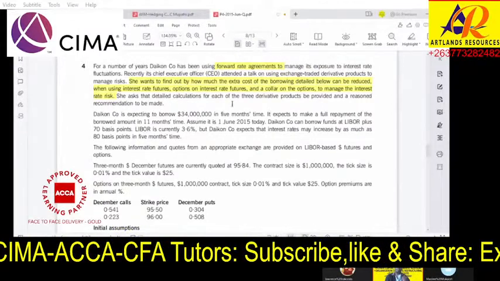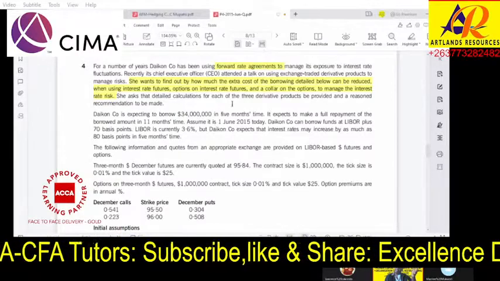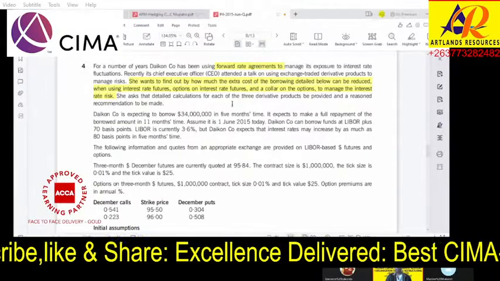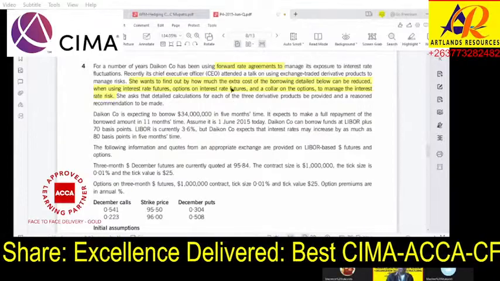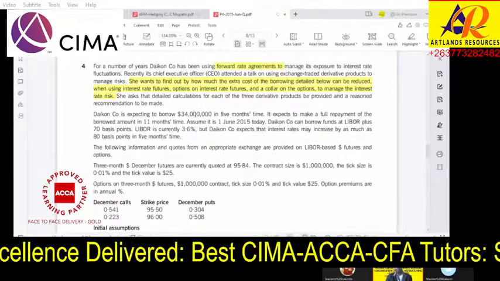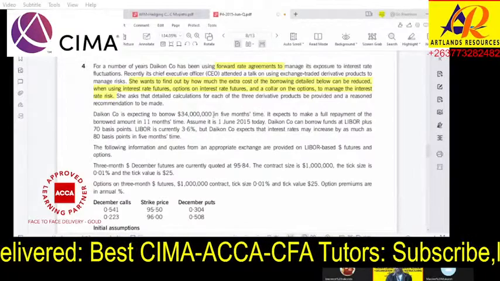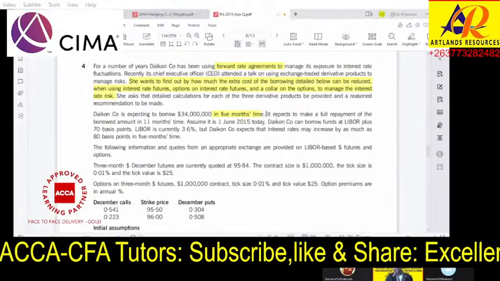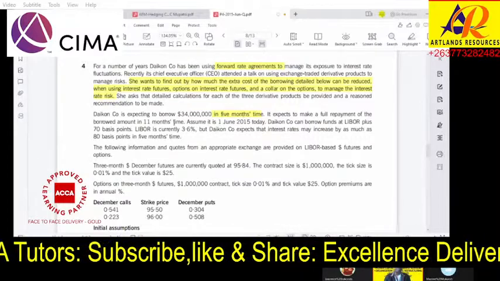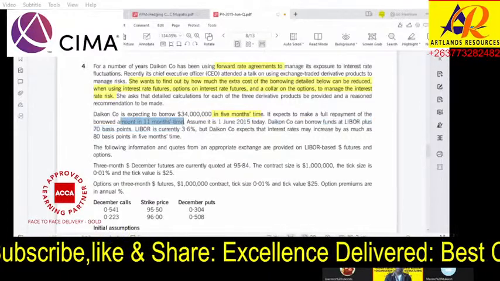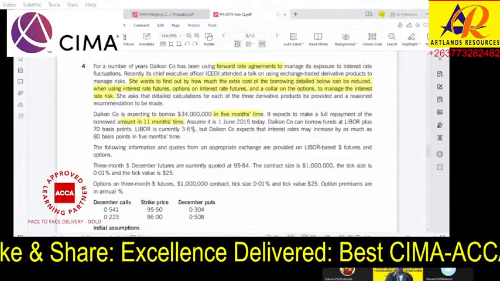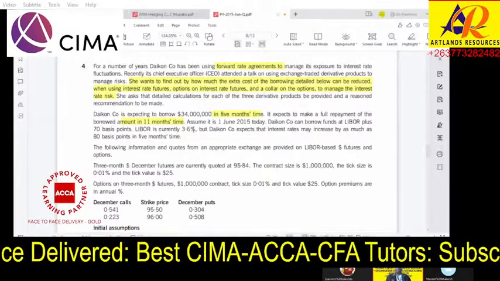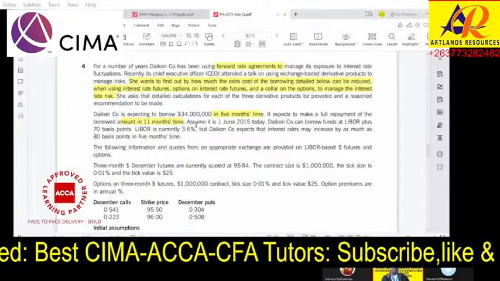But this time, what she's doing is she wants to know by how much the extra finance cost can be reduced if you hedge using interest rate futures, options on interest rate futures, collar on options, and so on. Now, Daikon is expecting to borrow 34 million in 5 months' time. So exposure period is between now and end of 5 months. It expects to make full repayment of the loan in 11 months' time. This implies that the loan is for 6 months, because we are borrowing in 5 months' time and making a full repayment in 11 months' time. So the loan period is 6 months.